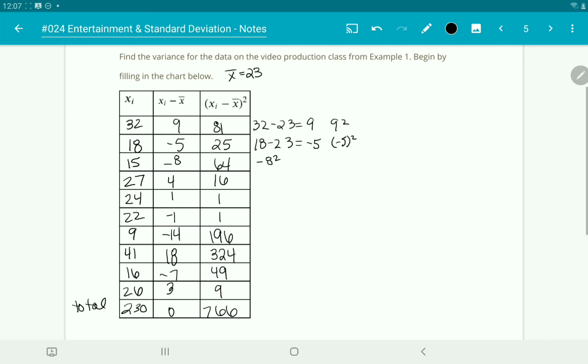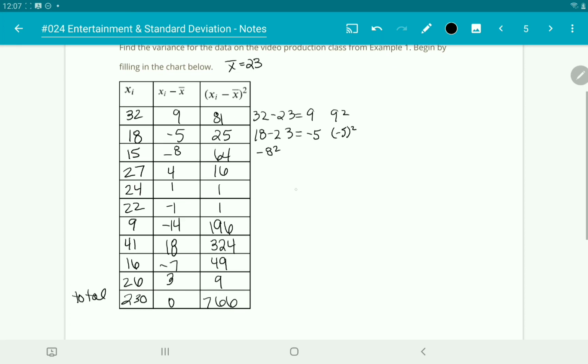So the problem was, if we kept these negative signs, then we end up with 0 because they cancel each other out. The absolute value is hard to work with, so instead we squared these numbers and added them together. So if we're looking for sigma squared, we're going to add together all these xi minus x bar squareds.